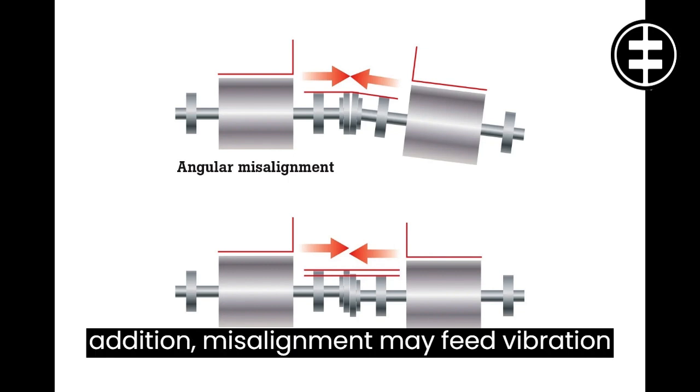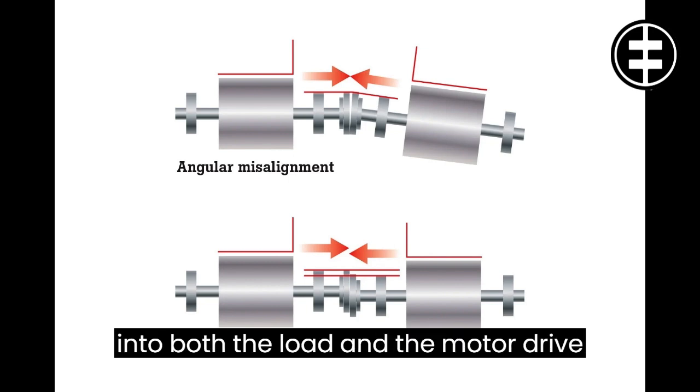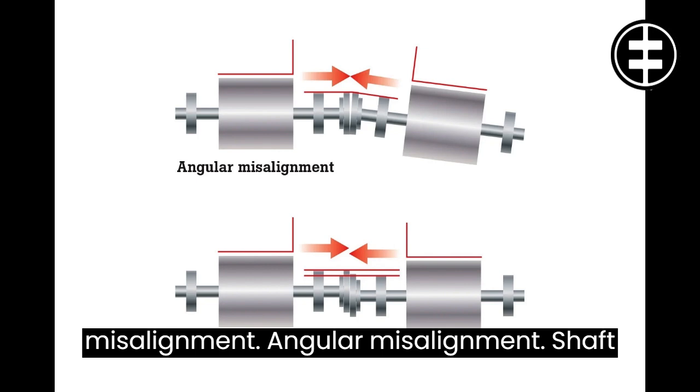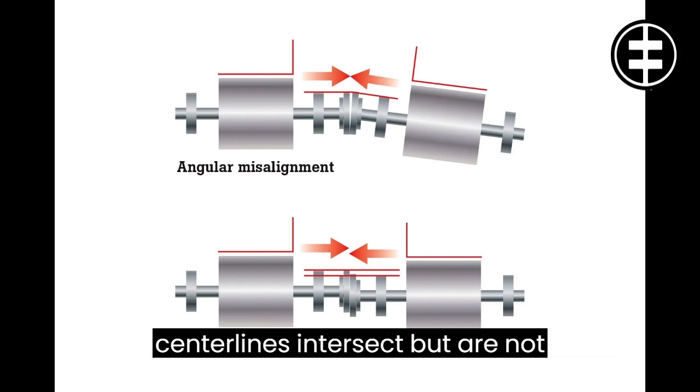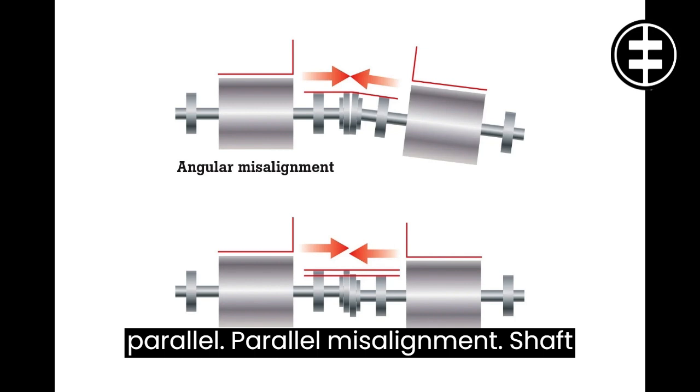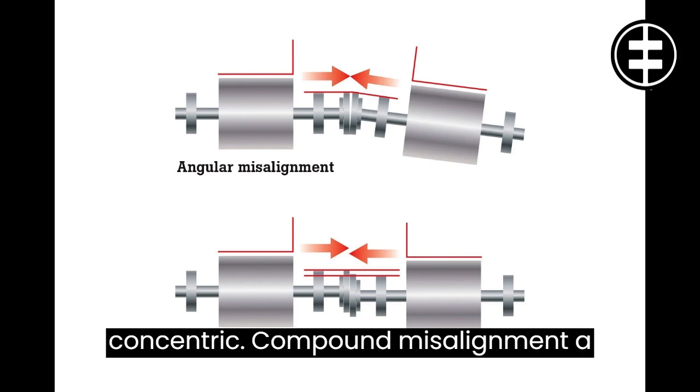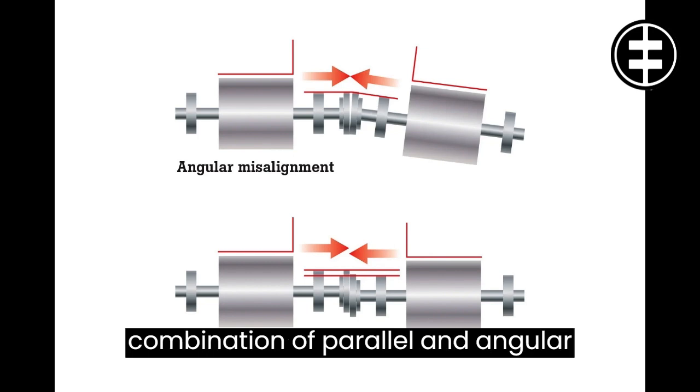In addition, misalignment may feed vibration into both the load and the motor drive shaft. There are a few types of misalignment. Angular misalignment: shaft centerlines intersect but are not parallel. Parallel misalignment: shaft centerlines are parallel but not concentric. Compound misalignment: a combination of parallel and angular misalignment.